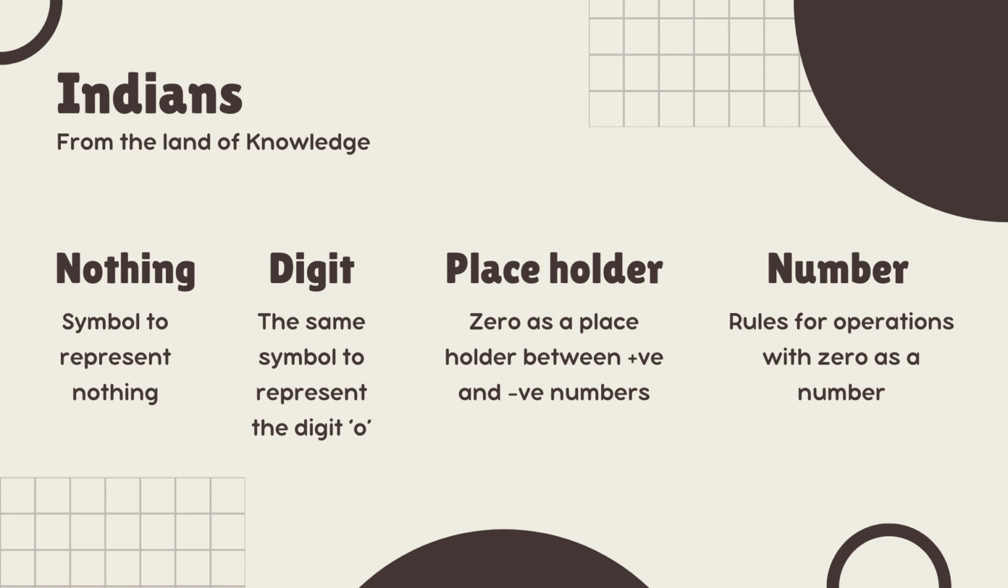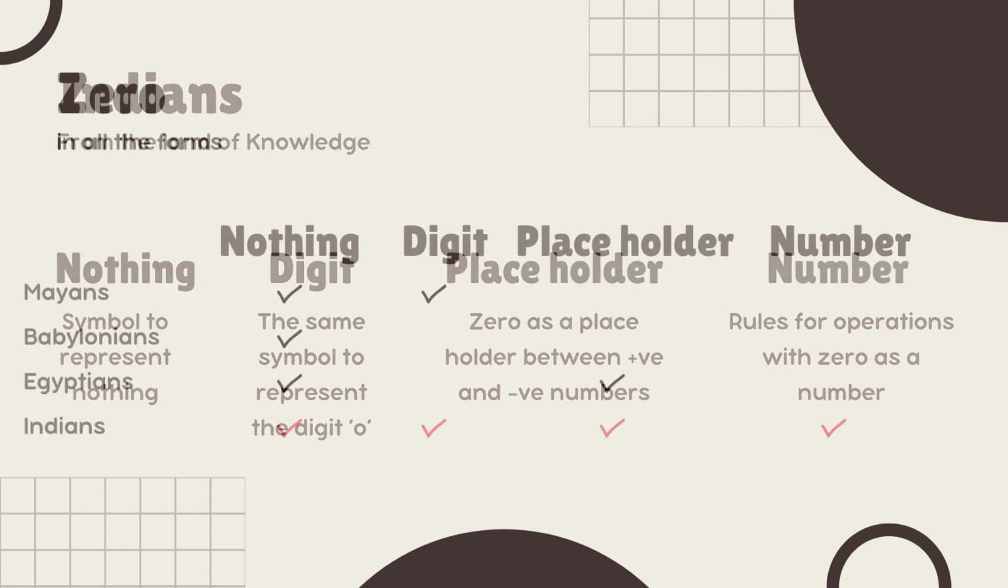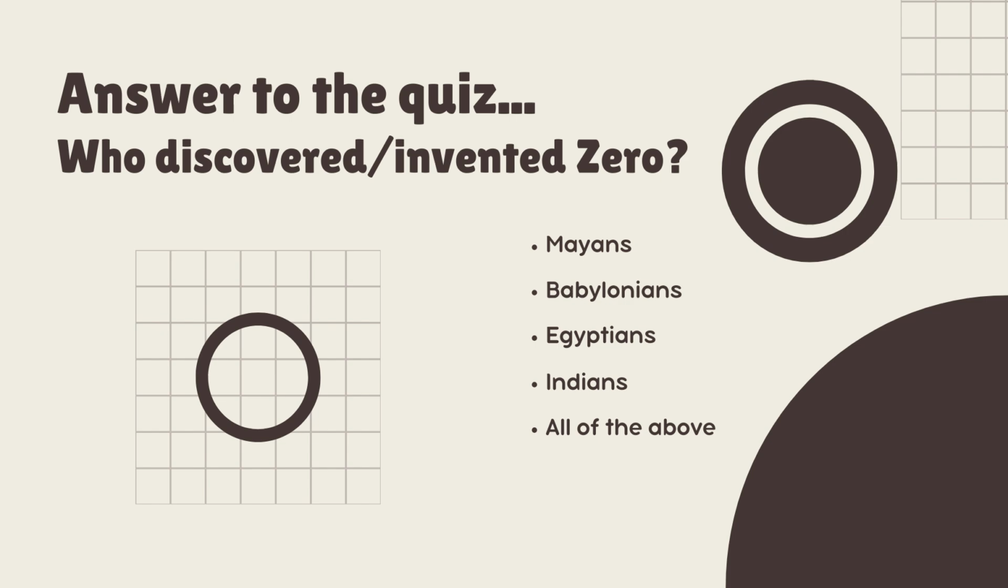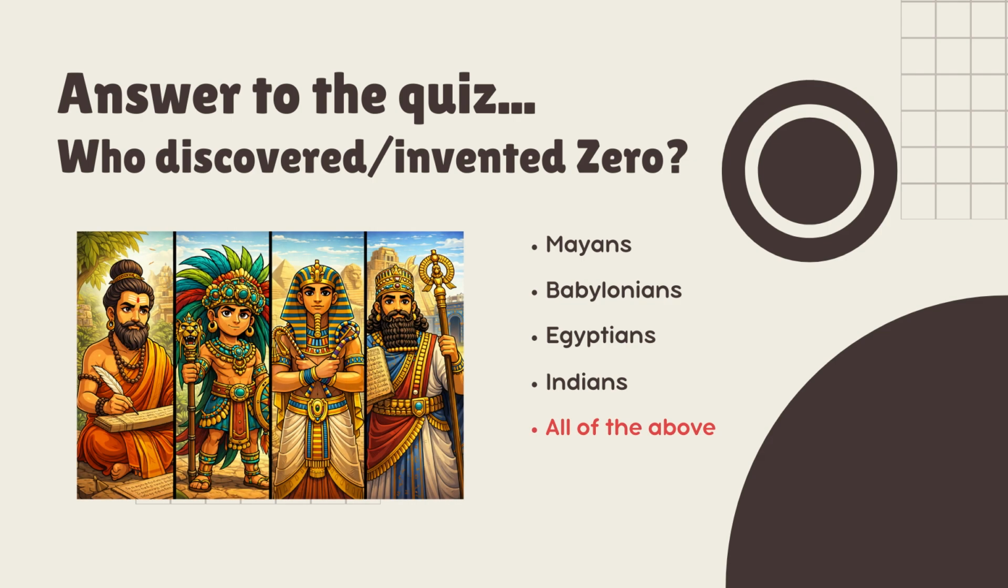That is why the world gives the credit of modern day zero to Indians, because the zero that we use today was the kind of zero that ancient Indians contributed. But that doesn't mean the other civilizations did not contribute to zero at all. They also had their ideas about zero. It's just that Indians contributed the modern day zero, which is not just a digit or not just a symbol to represent nothing, but much more than that. So the answer to the quiz, who discovered or invented zero? Well, it is all of the above.